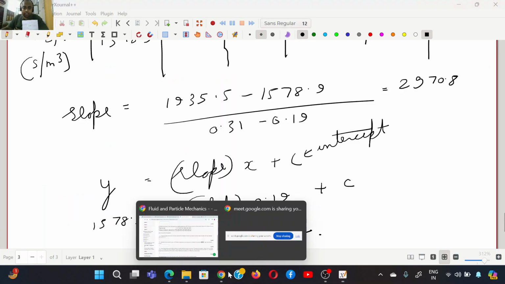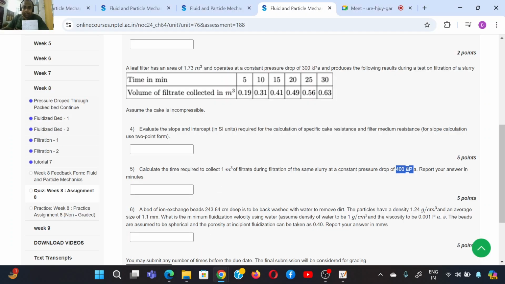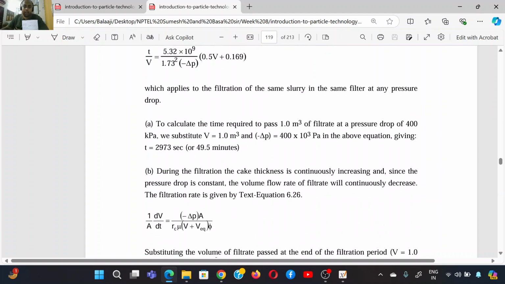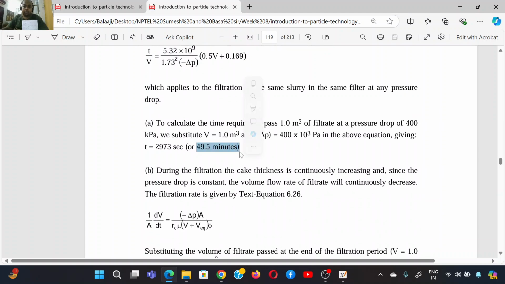So in this equation, 1 meter cube you have to collect. So V is equal to 1, and you have to calculate T. They have got it as 49.5 minutes.